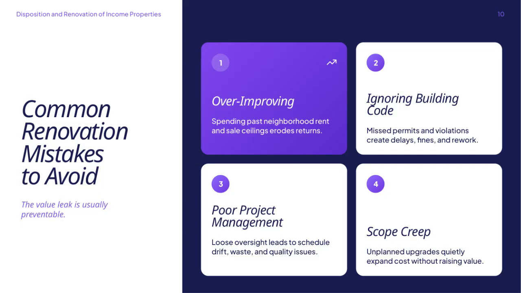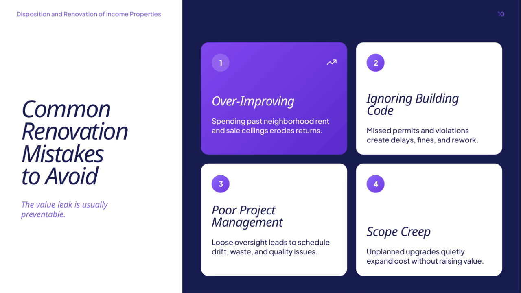When it comes to renovating income properties, there are several common mistakes that can significantly eat into your returns if you're not careful. First, over-improving the property is a big one. If you spend more than what the neighborhood rents or sale prices support, you won't see that investment back, which just lowers your overall profit. Next, ignoring building codes can lead to serious problems. If you miss permits or have violations, you could face costly fines, delays, and the need to redo work, all of which disrupt your timeline and budget.